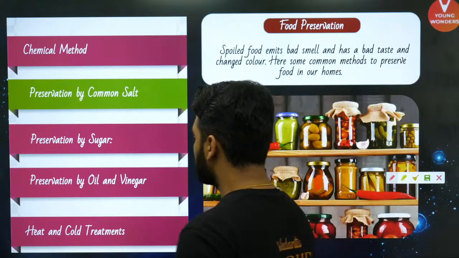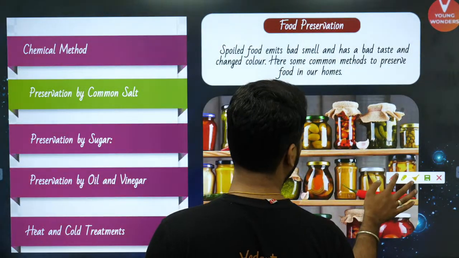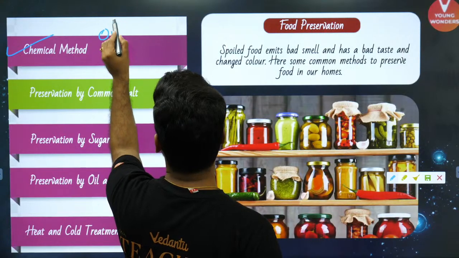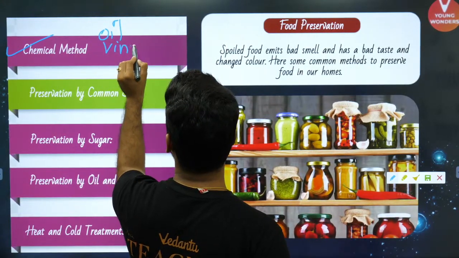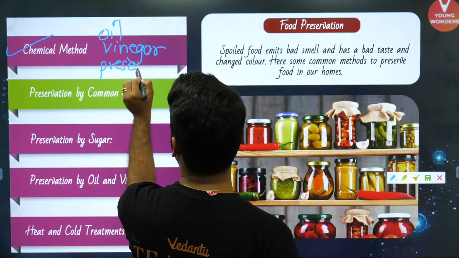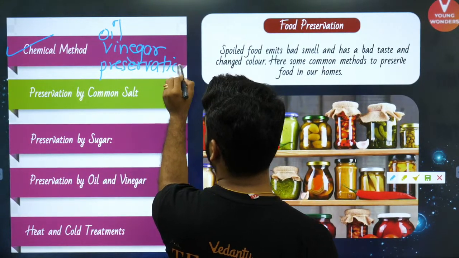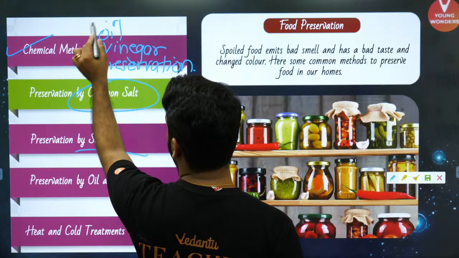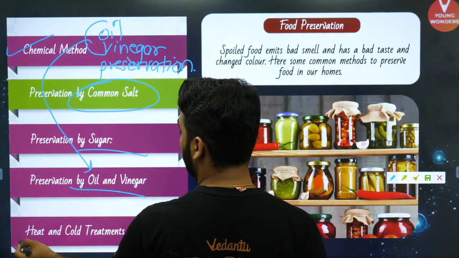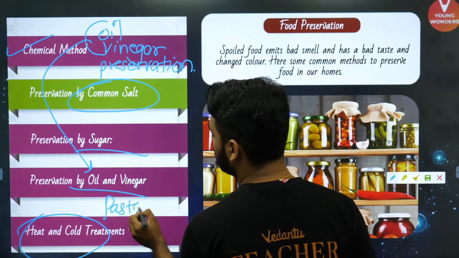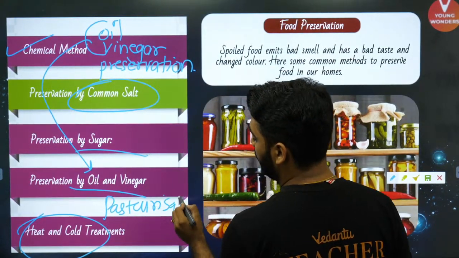You can use chemicals. One way to preserve food is using chemicals, in which you can use oil, vinegar, and preservatives. Second is common salt, sugar, oil and vinegar, and hot and cold treatment. Hot and cold treatment also includes pasteurization.